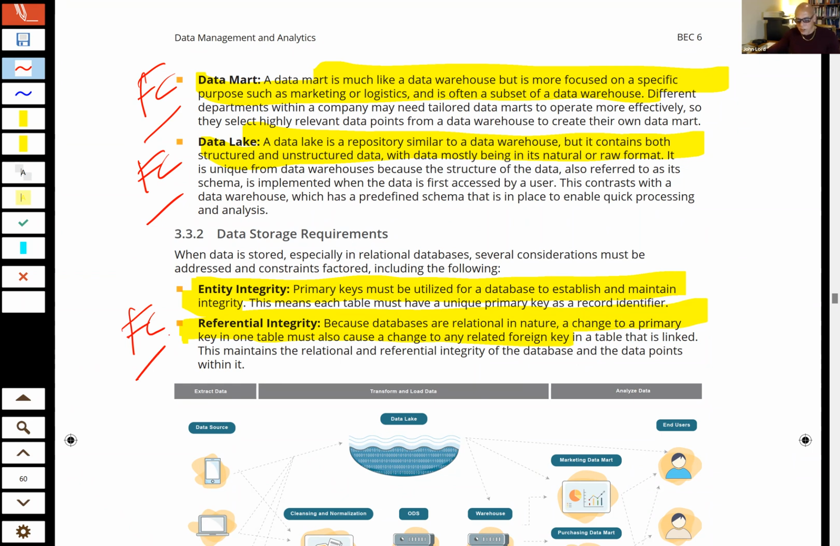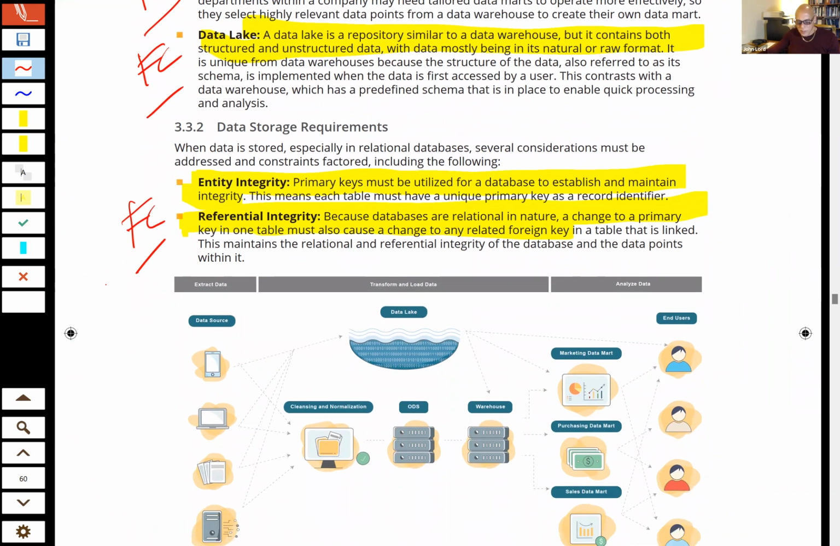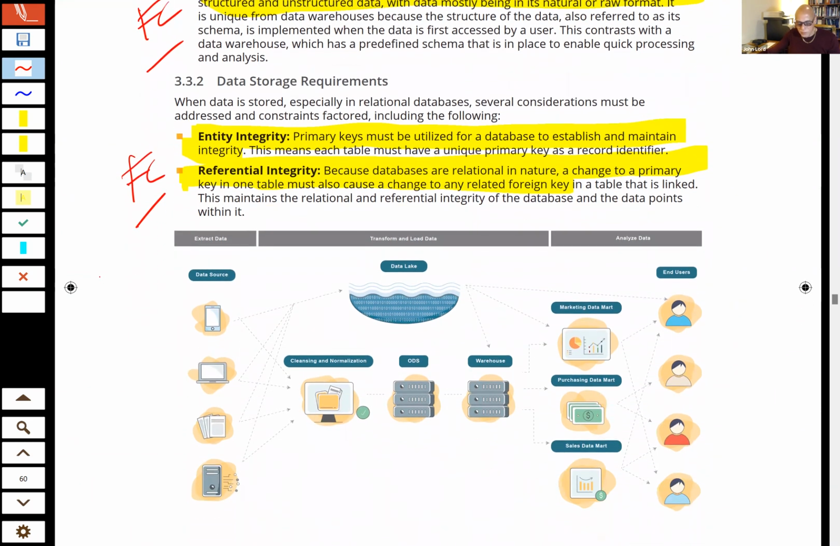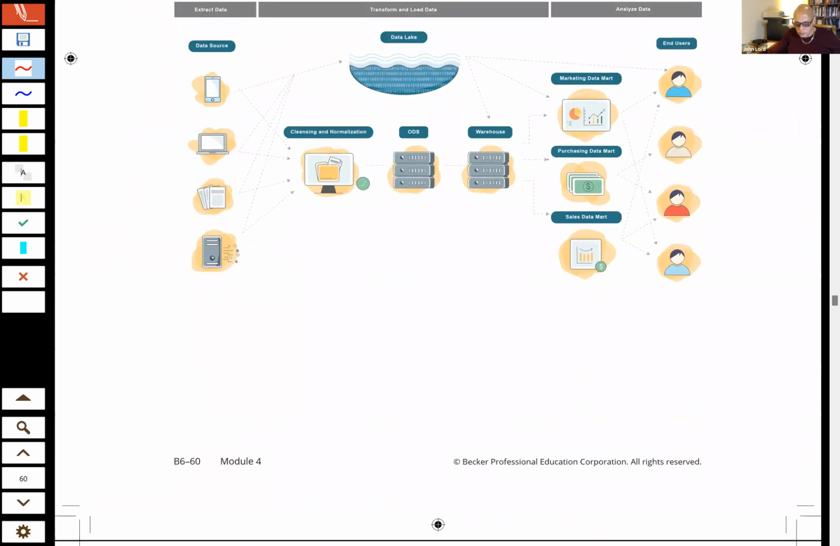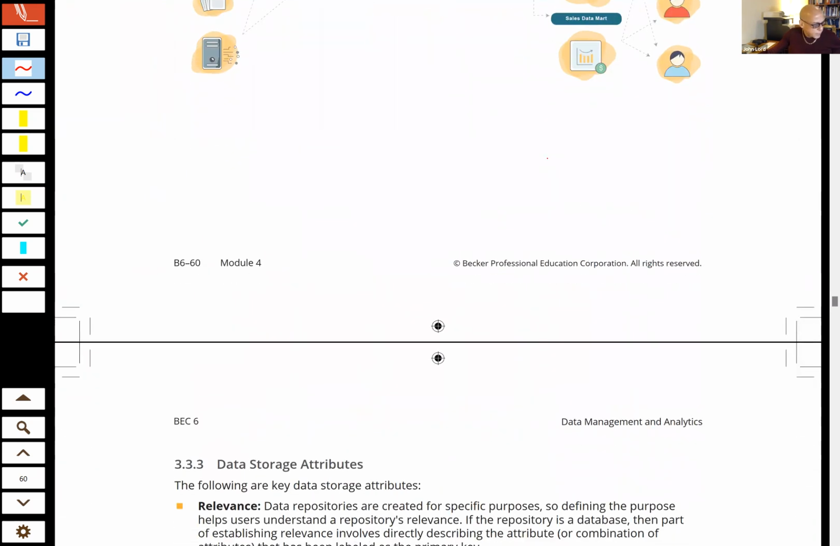Okay, flashcard the definition of entity integrity versus referential integrity, dealing with what? The primary key versus the foreign key, right? Okay. They give us this graphic here. I don't think that we need to review that graphic.